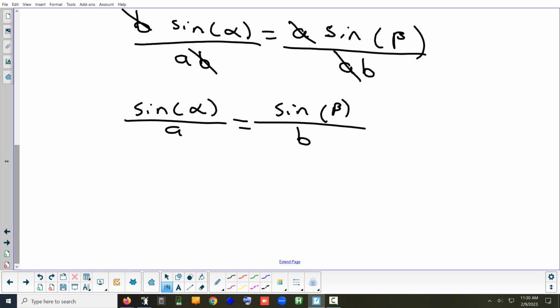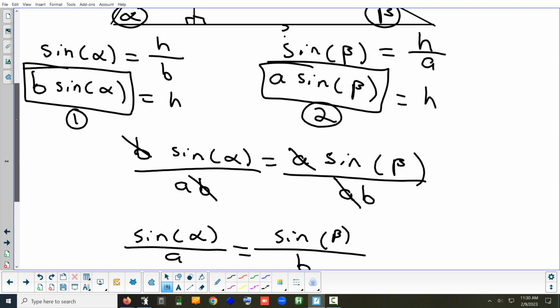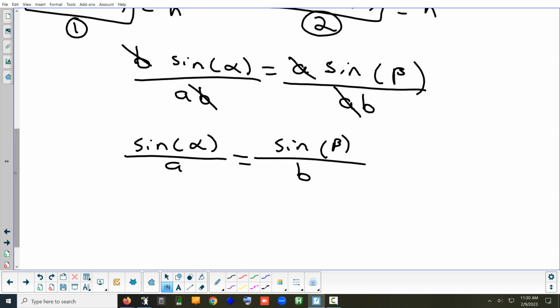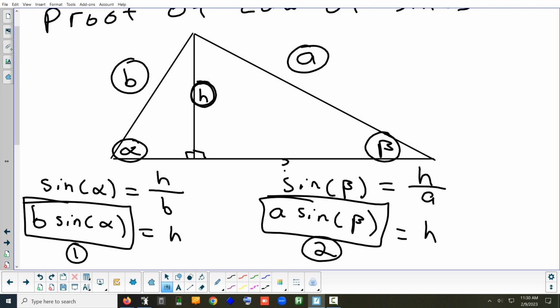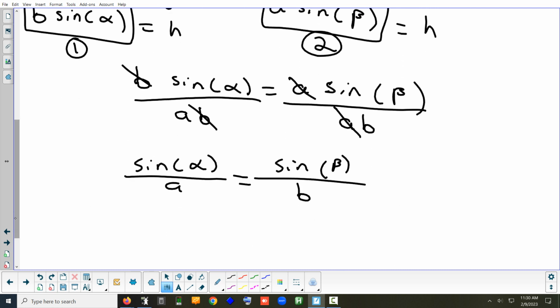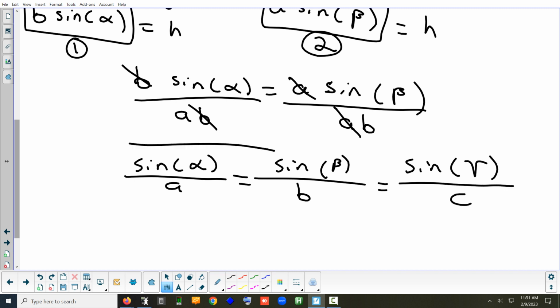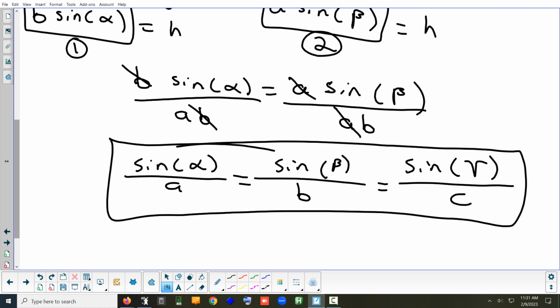There's one more fraction that you can put, and it follows the same pattern as the first two. And to figure that one out, we could draw the height from a different side and do this whole thing again. But what do you think this third fraction would be? Sine of what? Yeah. Sine of gamma divided by c. That is the law of sines.